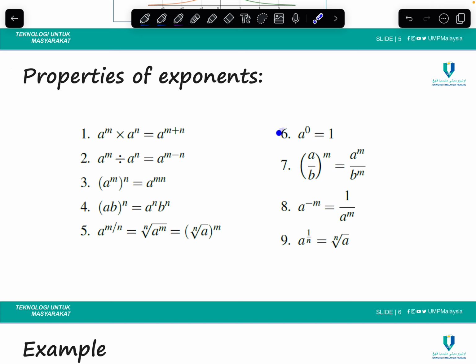Now the next rule, number 6, a to the power of 0 equals 1. Any number that has 0 power equals 1. Number 7, a over b, in a big bracket with a power outside. This equals each element with its own power, so a to the power of m over b to the power of m. Next, if you have a negative index, negative power, a to the power of negative m, it equals 1 over a to the power of m. Number 9, a to the power of 1 over n can be written as the n-th root of a.